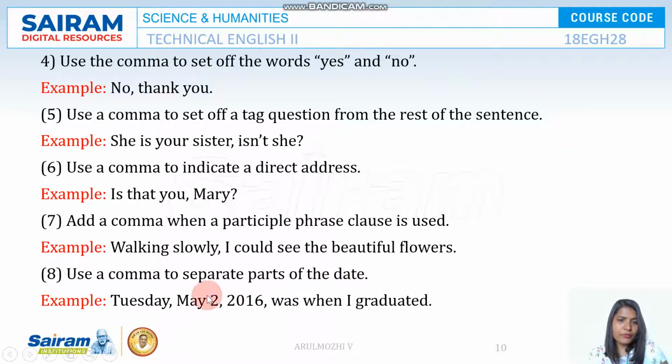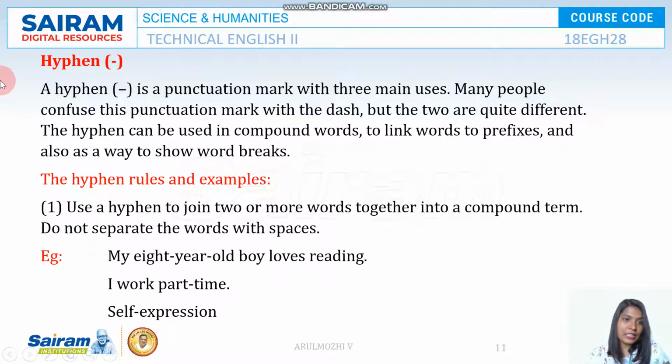And then before joining words, like participle phrases and adverbial conjunctions and words like however, nevertheless, sometimes, rarely, occasionally, usually, in fact, as a matter of fact, to be very frank, after all. These connecting words have to have a comma. And then it is used to separate dates: Tuesday, comma, May 2, comma, 2016.